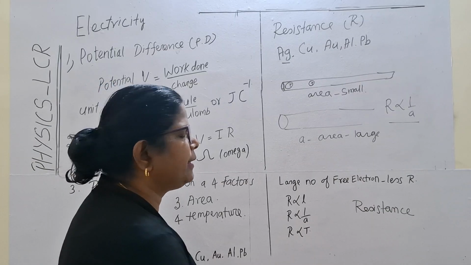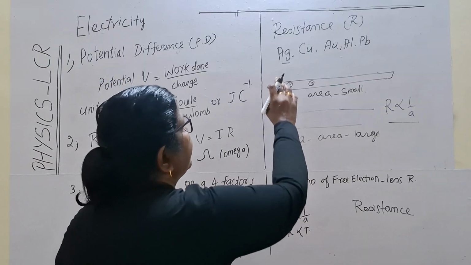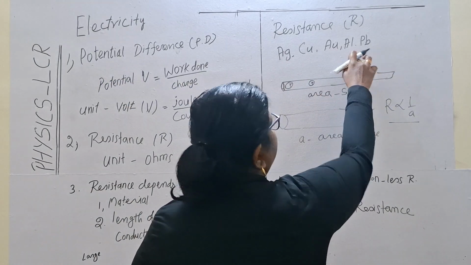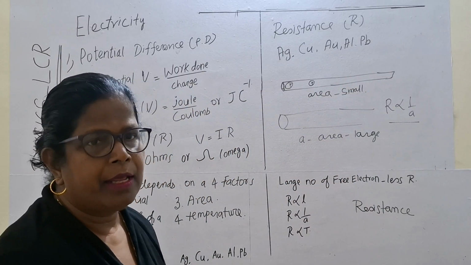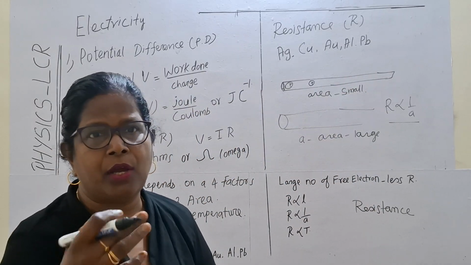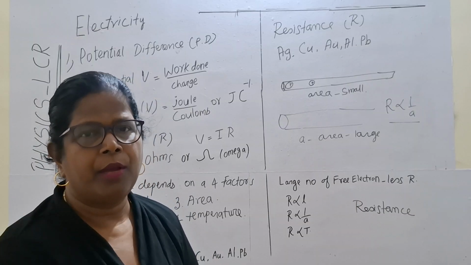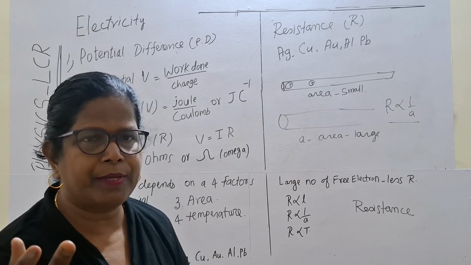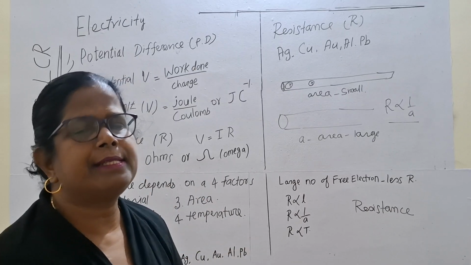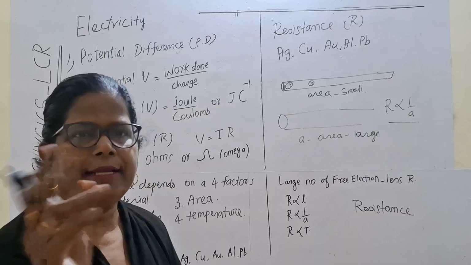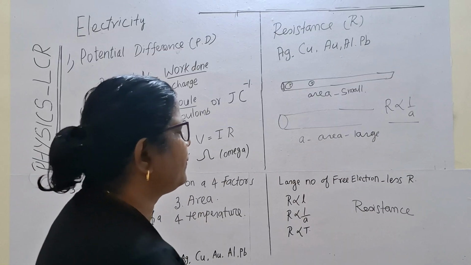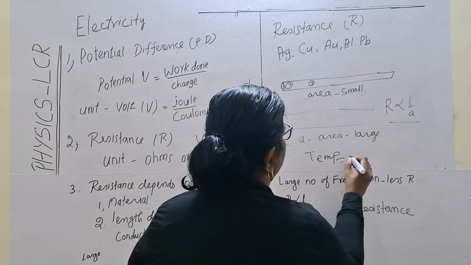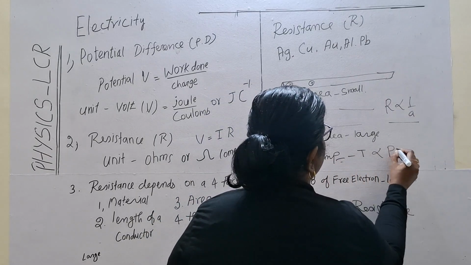Next, temperature. Already written here, a good conductor material has more free electrons, so the number of free electrons is different. When you increase the temperature, pollution will be more. So temperature increases, pollution more. So what will happen? Resistance also more. So it will be directly proportional. Temperature is directly proportional.